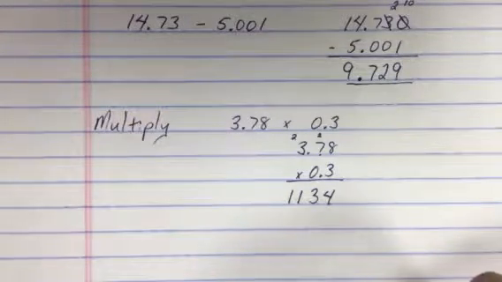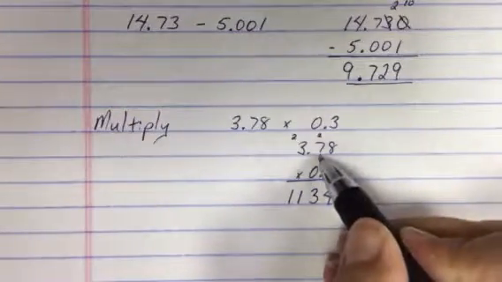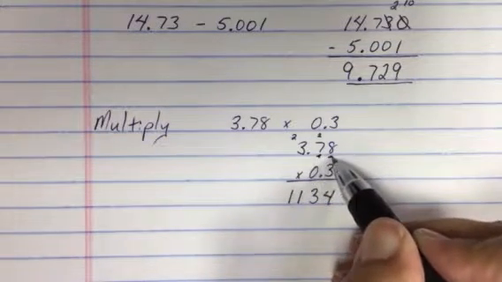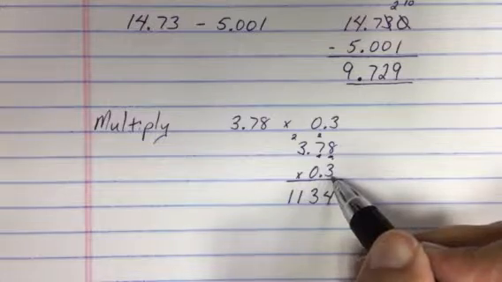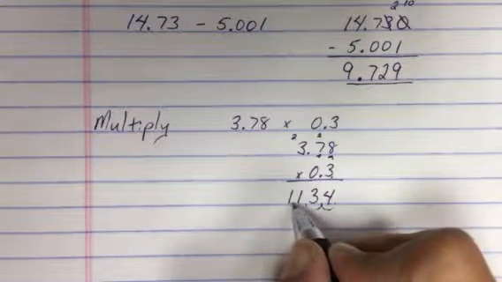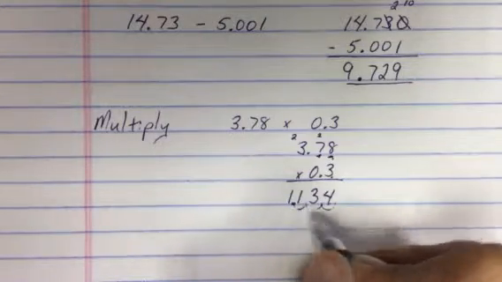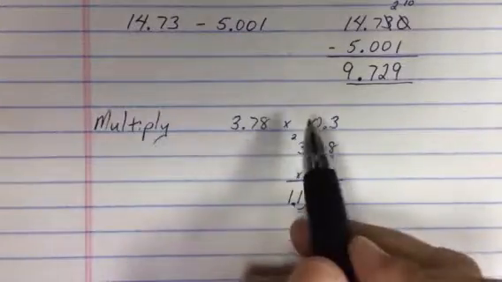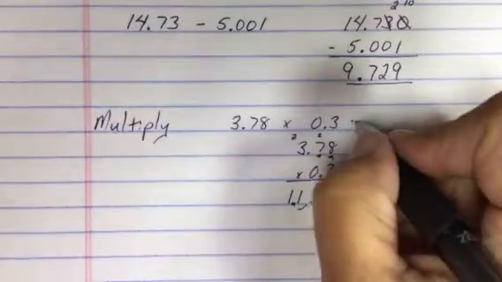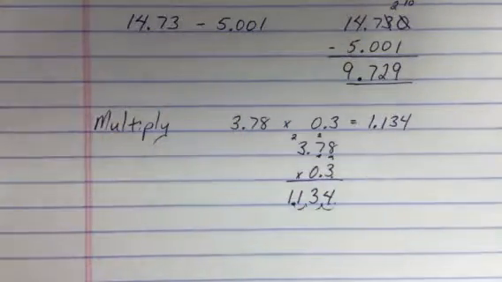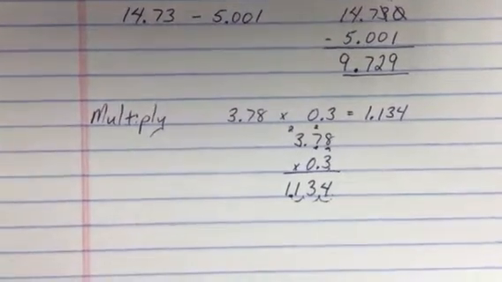Now this is where the decimal comes in play. I count how many total decimal places there are. Well, there's 2 in the first number, 1 in the third. That means I'm going to put a decimal in 1, 2, 3 places. I move it in 3 places. So 3.78 times 0.3 equals 1.134. It's a long multiplication with decimals.